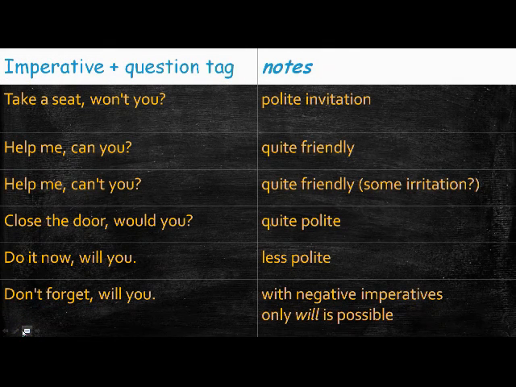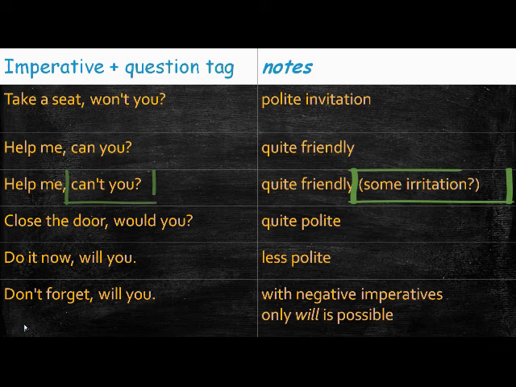It's time we talk more about imperative plus question tag. Sometimes we use question tag with imperatives, but the sentence remains an imperative. We use won't for invitation, and we can use can, can't, will, would for orders. So take a seat, which is a polite invitation, and you would end up adding a question tag that is won't you. Help me, can you? When you are being friendly with your friend, you would say, help me, can you? But if you get irritated, you would use can't, right? Help me, can't you?